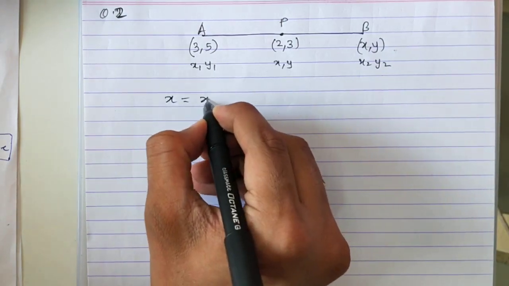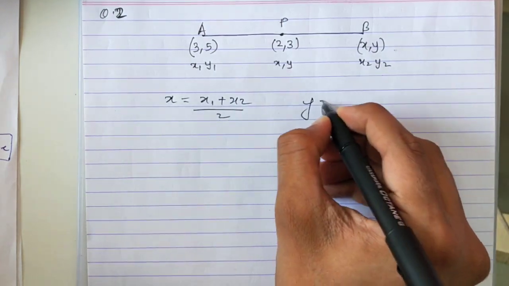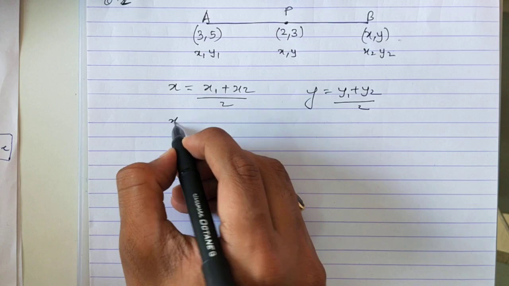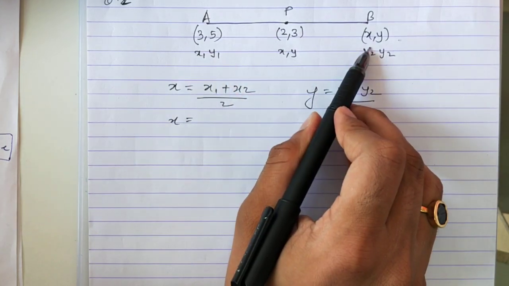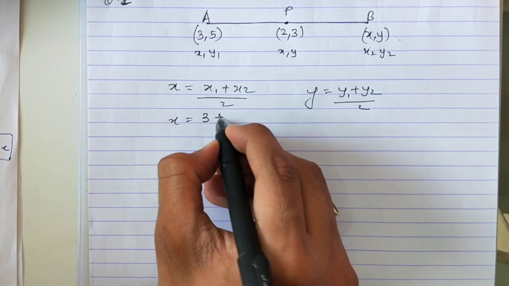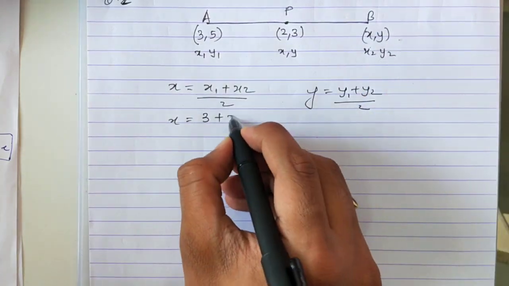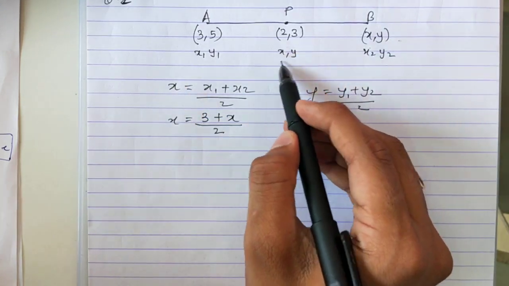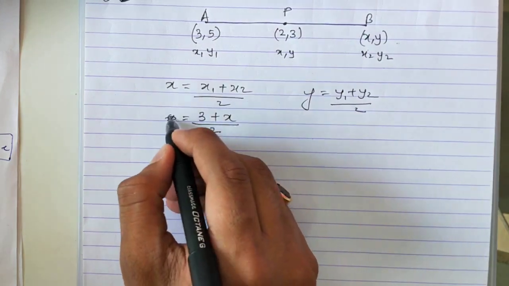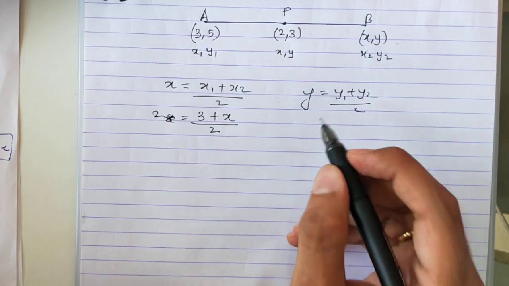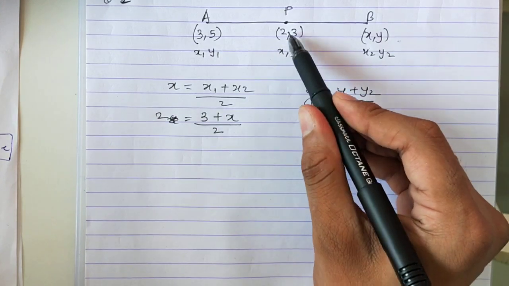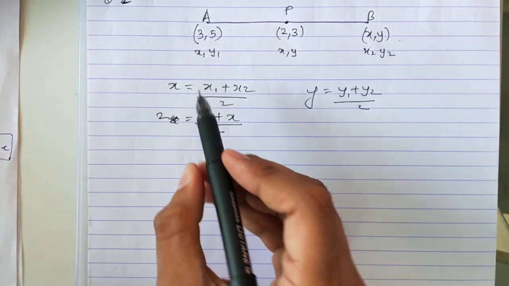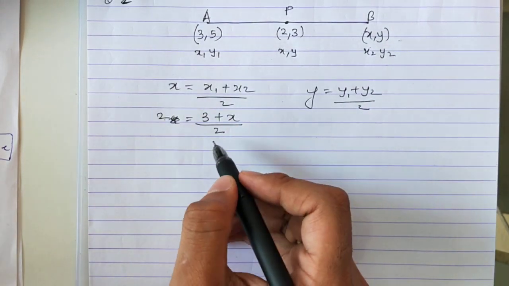We'll write the formulas. x is x1 plus x2 upon 2 and y is y1 plus y2 upon 2. Correct? Let's substitute the values. So x is x1 plus x2. What is x1? 3. What is x2? x. So write x here upon 2. This x, which is already given, is 2. So I will write the value 2 here. I repeat, this was the most important step. Here the value of x is the midpoint's, correct? So this value was already given as 2, so in the place of x, I wrote 2.